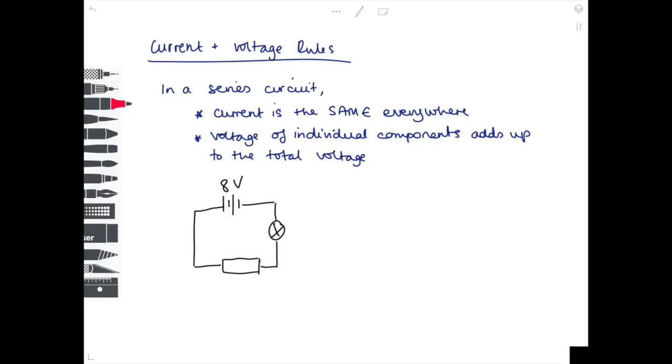So if I tell you that the current here is 12 amps, because I've said that the current is the same everywhere, it doesn't matter if an ammeter got added here, here, or here, all those readings would be 12 amps. However, with the voltage, if you added voltmeters here and here, their readings would not be 8 volts. Let's say that this was 5 volts, the reading. That means that this reading here must be 3 volts, and that's due to that second point, that the voltage of the individual components adds up to the total voltage.